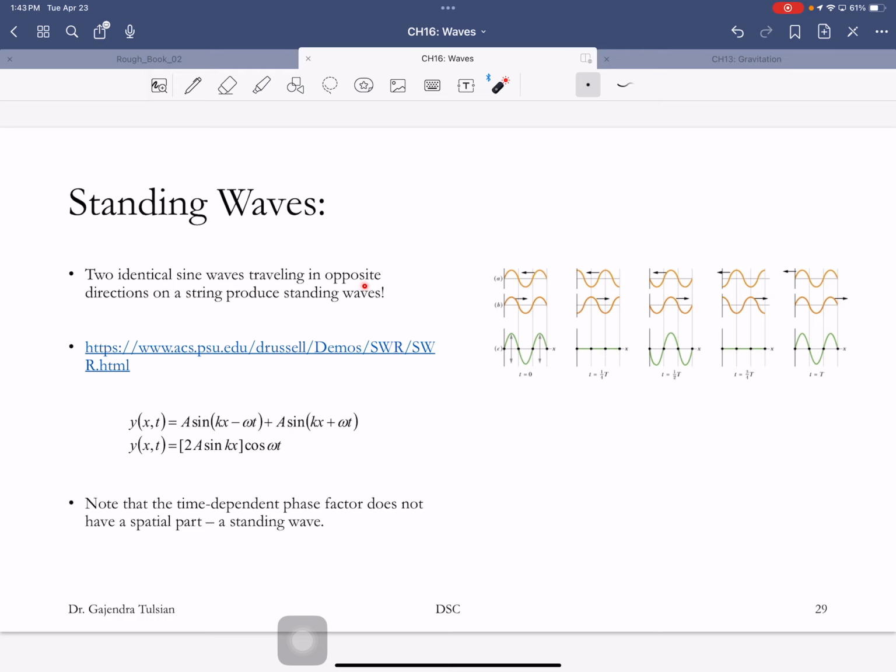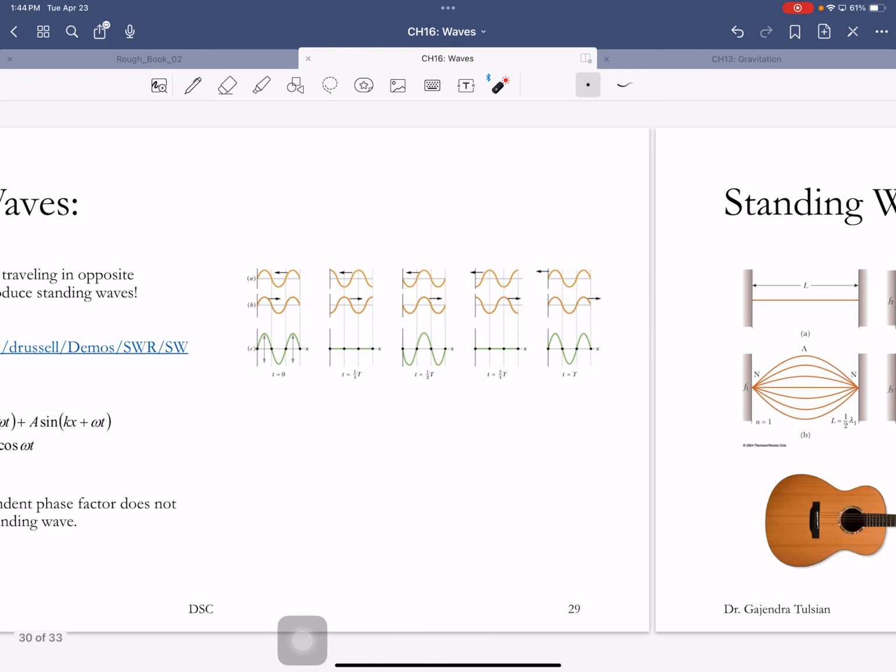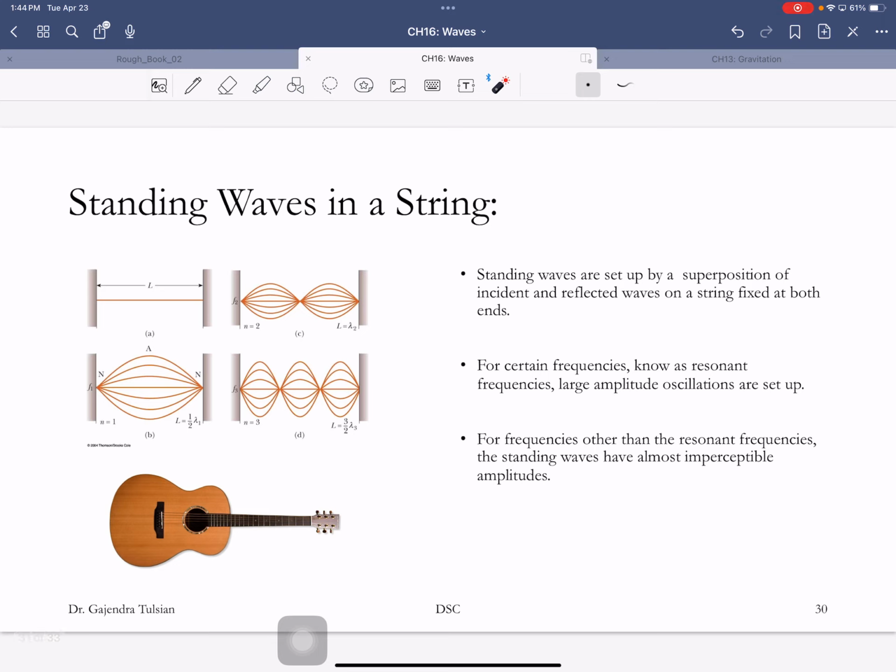So when two identical waves travel in opposite directions, on a string, for instance, they produce standing waves. So here's a wave traveling to the right. Here's an identical wave traveling to the left. You add the two, and you see the spatial part and the time part are separated. Okay, so this is the amplitude. That's the amplitude at each point, and it's just oscillating simple harmonically. Okay, so it's no longer a traveling wave, but it's a standing wave.